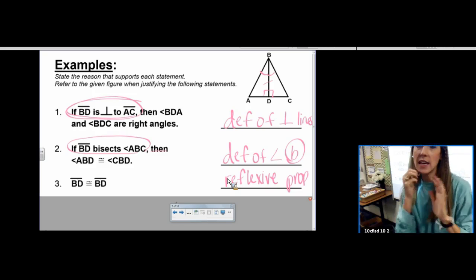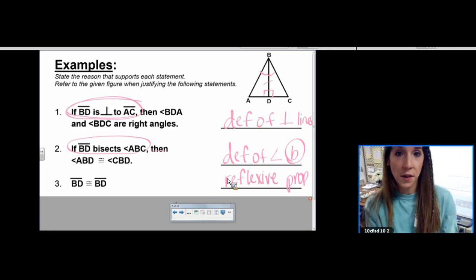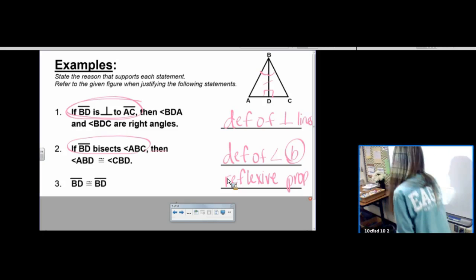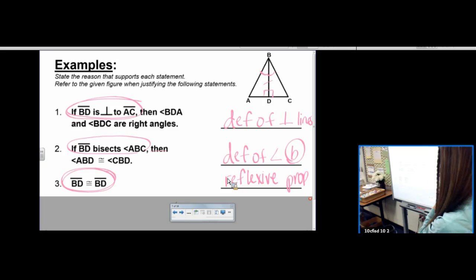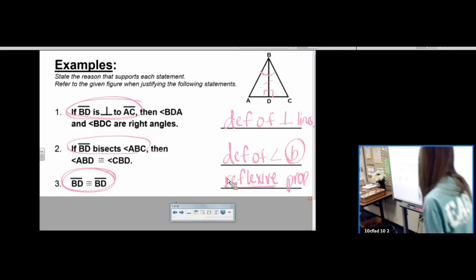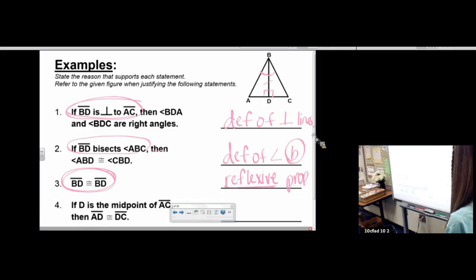Like you're looking in the reflection and you see yourself. You look in the mirror and you see yourself. You're congruent to yourself. Well, BD looks in the mirror and he sees himself. So a segment is congruent to itself by the reflexive property of equality.